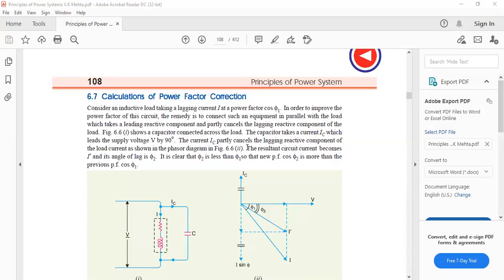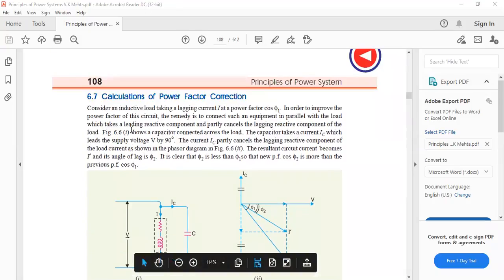In addition, synchronous condensers as well as phase advancers can also be used to improve the power factor. Phase advancers are used especially in induction machines, whereas the synchronous condenser is used to improve the power factor in synchronous machines. Each one has its own advantages and disadvantages, but all these devices are finally used to improve the power factor. Now we derive through equations how these devices actually work.